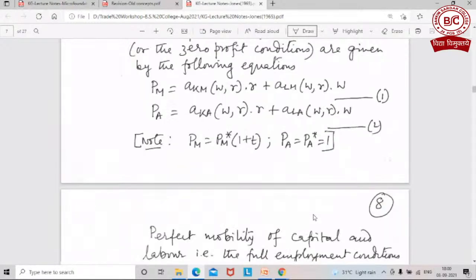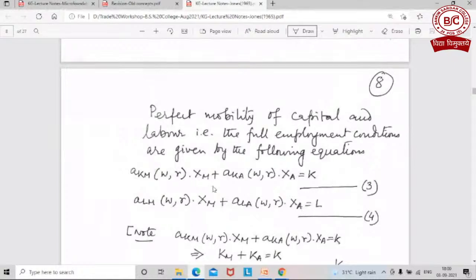Once W and R are known, we can plug these values of W and R here so that the input-output ratios, or the capital and the labor coefficients, are known, isn't it? If you put the values of W and R, you know AKM, you know AKA, you know ALM, you know ALA. So from equations 3 and 4, you can solve for XM and XA.